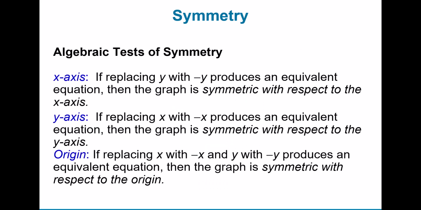There is a way to test these without just graphing. Algebraic test of symmetry for the x-axis: you will see when you work through these, you replace y with -y. If it produces an equivalent equation, then it's symmetric with respect to the x-axis. Same thing with the y-axis, but replace x with -x. If you get the same equation, it's symmetric with the y-axis. And then for the origin, you replace both x and y with negatives.